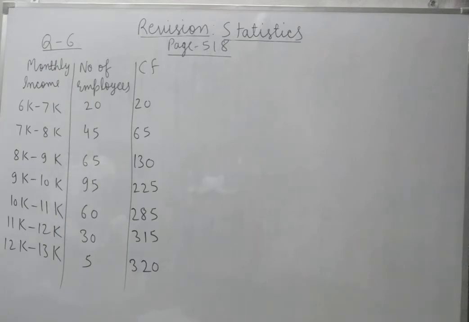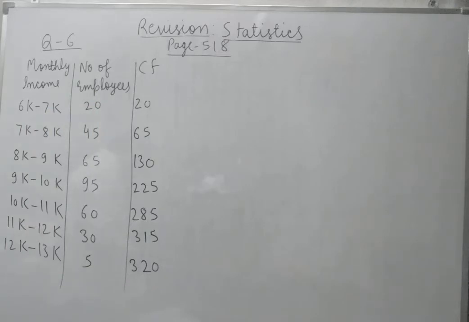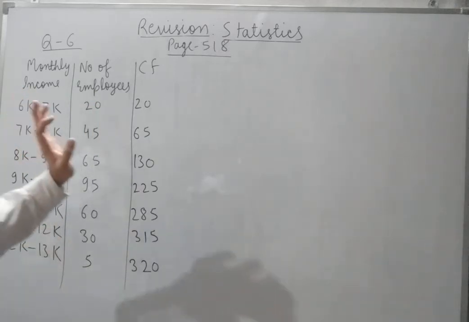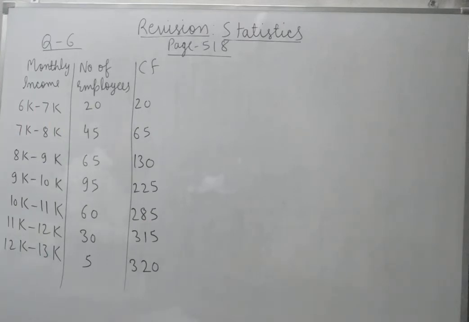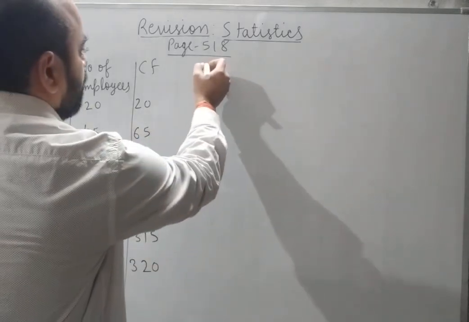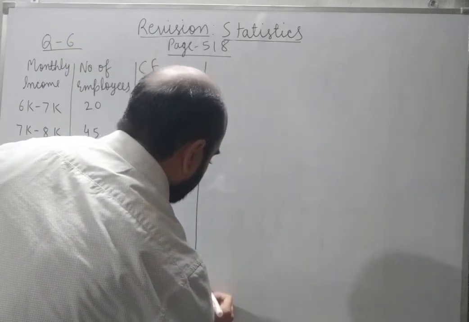Is any scale mentioned? Yes, the scale is mentioned. 2 centimeter equals rupees 1000 on one axis, 2 centimeter equals 50 employees on the other axis. Okay, so the first value is 6000. So we have to use the kink and take the class size, that is 1000, as the scale on the x-axis. Next, on the y-axis, 50. So draw it.